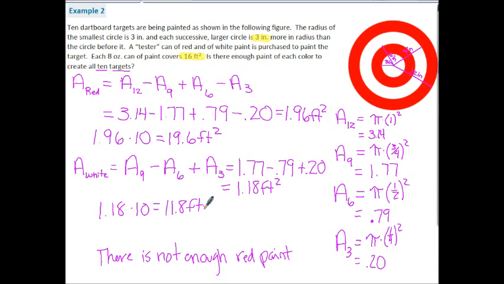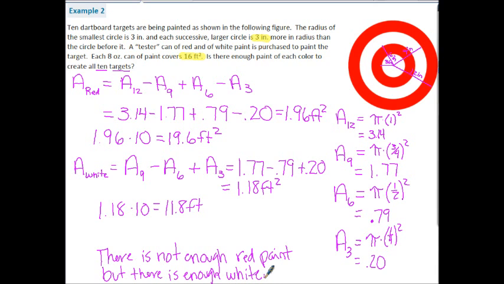So since there's 16 square feet in a can, we are going to have enough for white. There is not enough red paint, but there is enough white.